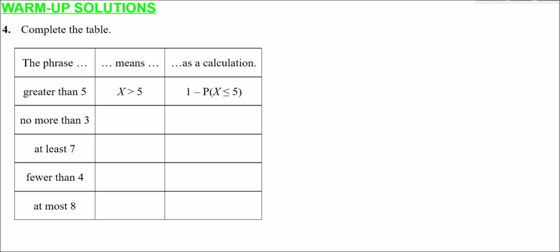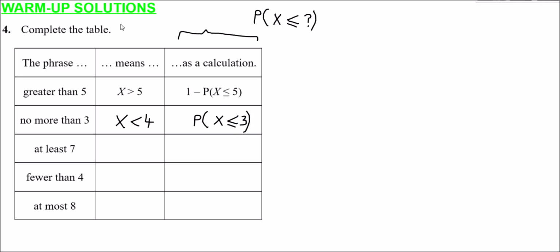So what we need to end up with in this final column is something where we have probability of x being equal or less than some value. That's what we're wanting here. So in this case, question mark was 5. So if we want something to be no more than 3, that means that we want the unknown x to be less than 4. Alternatively, as a calculation, we can work out the probability that x is equal to 3 or less than 3. So no more than 3 means this.